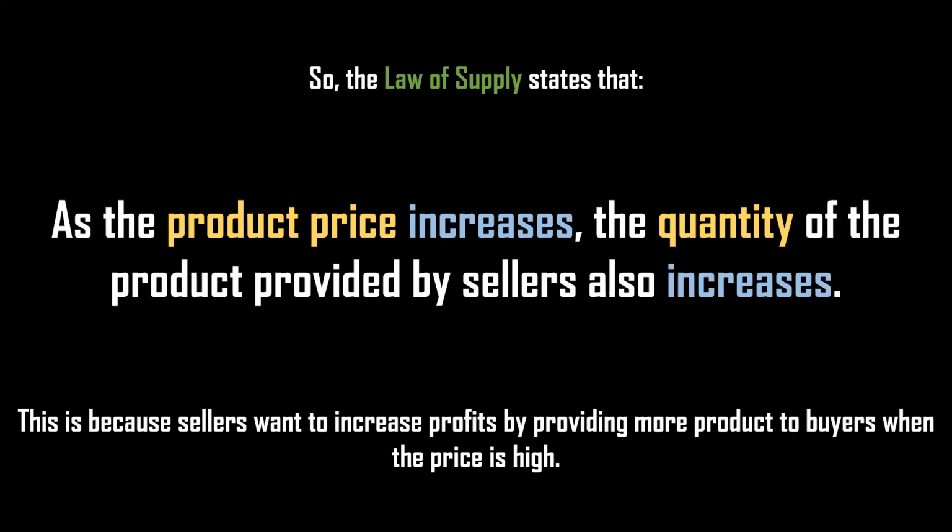In summary, this is what the law of supply states: as a product's price increases, the quantity of the product provided by sellers also increases. And this quantity provided by sellers is a definition of supply. Why? Because sellers want to increase profits by providing more product to buyers when the price is high, because they want to make more money.